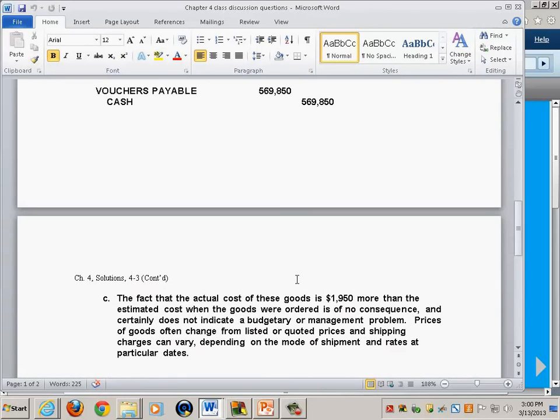Now this last question is, does the fact that the actual cost of goods received during the year exceeded the estimated cost when ordered suggest a budgetary or management problem? No. Prices often change, and that's what we have. So that's the answer to that one. Now I'm going to show you page 162.